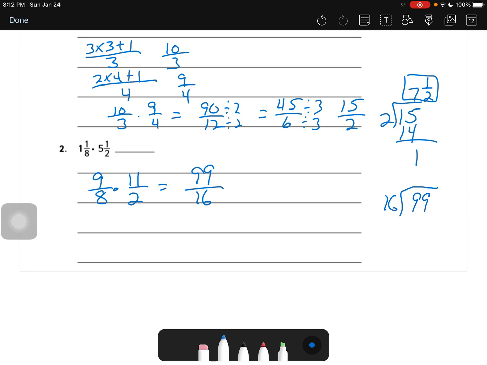And 16, let's see how many times. That's kind of a tougher one to do in our head, but if you have your multiplication chart, you can maybe get it figured out. Let's see, what if we do 6? I think I can go 6 times. 16 times 6 is 96, so that's going to work. I get a remainder of 3, so I get 6 3/16.